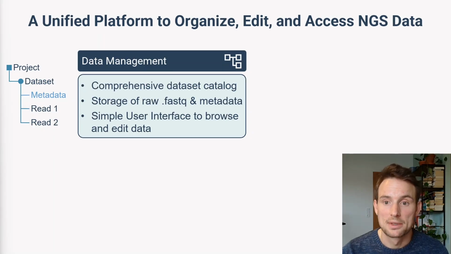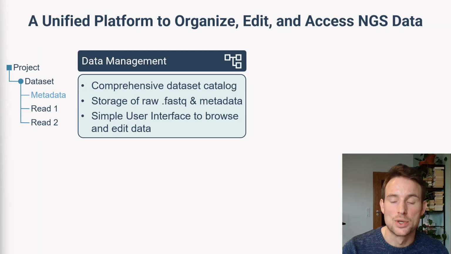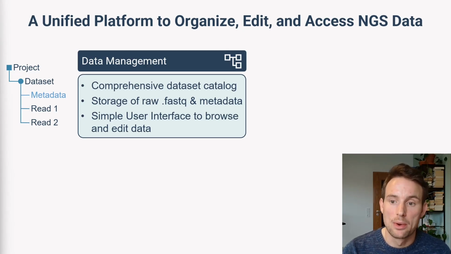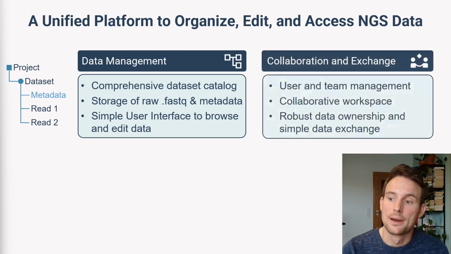So let's talk about some key features of a data platform that would help us with the problems we just discussed. So first, we would like to have a solution for data management. So a simple user interface that everybody can use through the browser to access all datasets and projects available within our organization. We want to store FASTQ files together with metadata. And on a team level, we would like to be able to collaborate and exchange datasets to have a collaborative workspace where different people can work on individual projects.